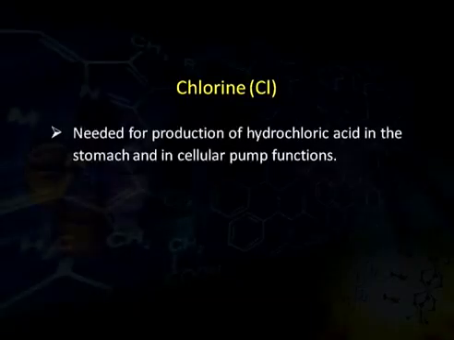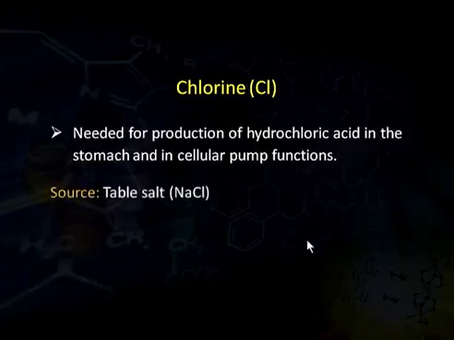Chlorine, which is also an ultra trace element, is needed for the production of hydrochloric acid in the stomach. This hydrochloric acid is basically used for the digestion of food, and it is also required in cellular pump function. Its source is table salt, that is the normal salt we take in our food. It contains chlorine in the form of NaCl.